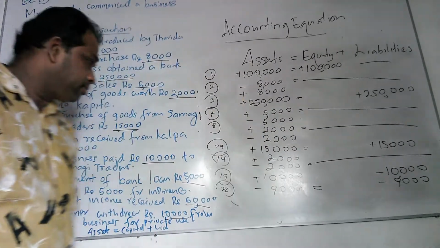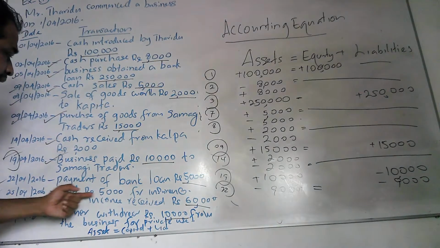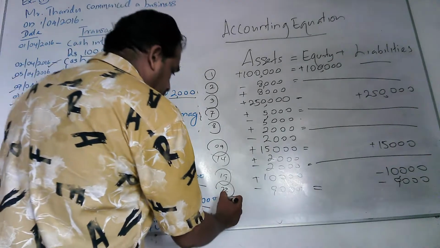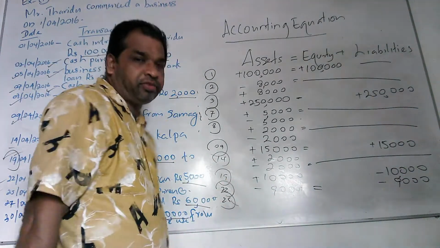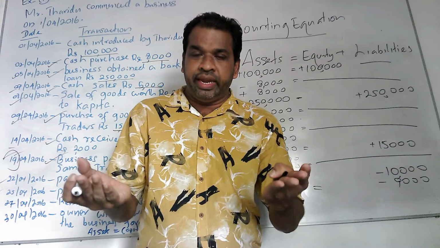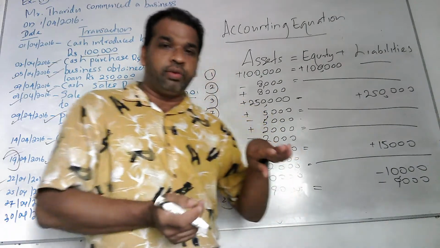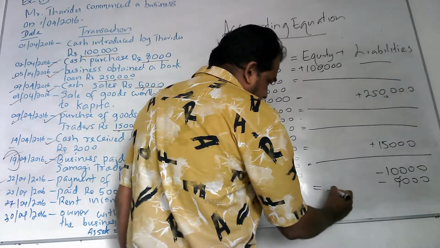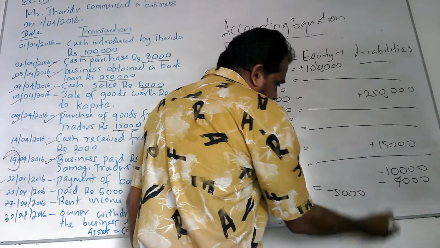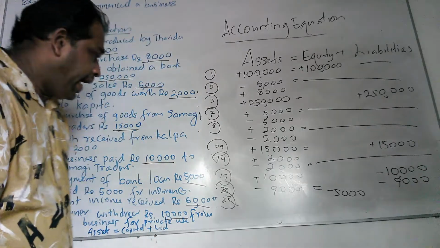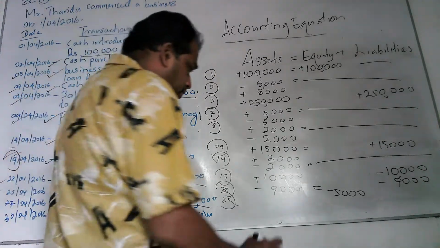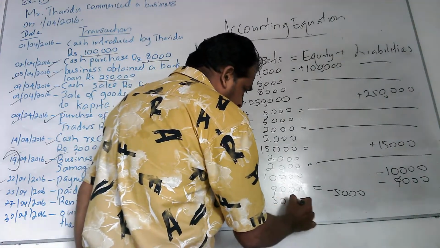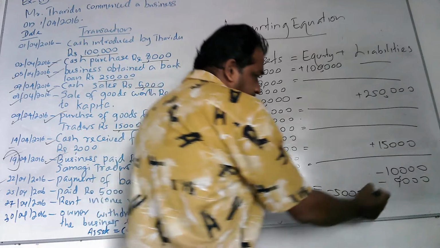Right. Then paid 5,000 for insurance. Insurance expense, because of any expense, it will reduce the capital or equity. Then there will be minus 5,000 under equity. And as you pay money to settle insurance, again minus 5,000 under assets. Nothing will happen to liability.